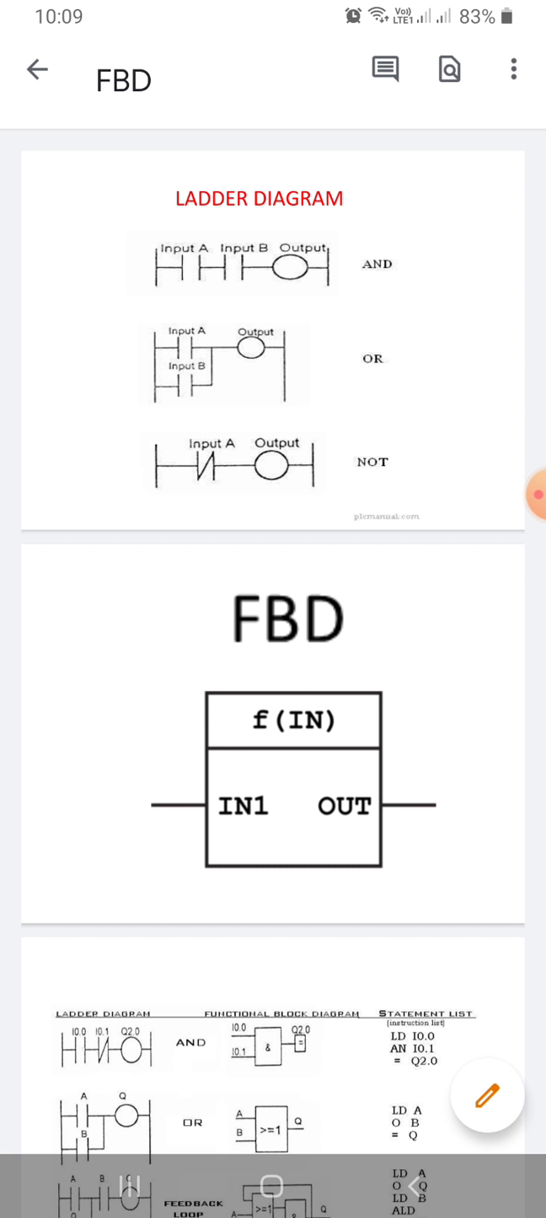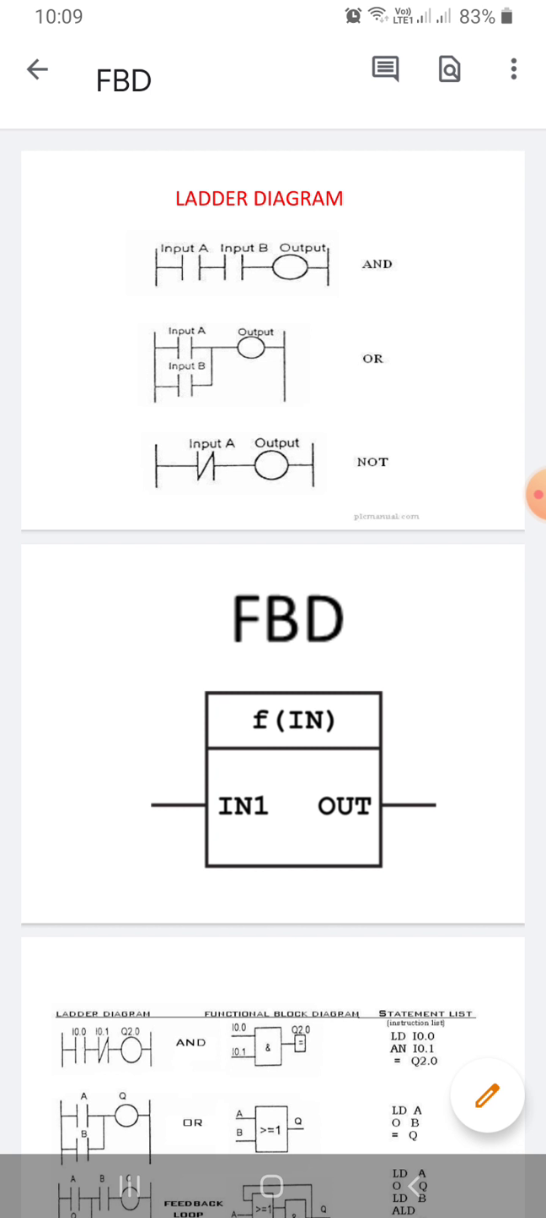Then the structured text. This programming language was developed as a more modern programming language. It is similar to languages such as BASIC and Pascal. So I can say it is a high level text language, and it is flexible for writing control algorithms.